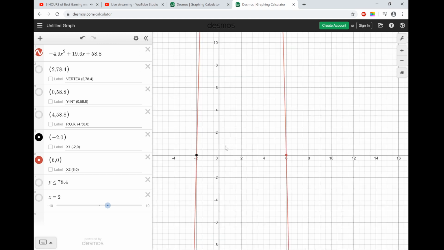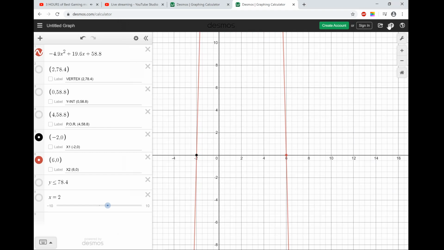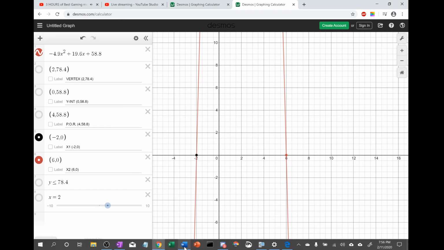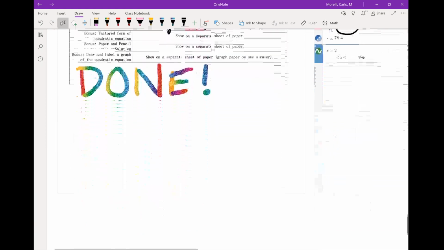Oh, wait. Where does it hit the ground? When does it hit the ground? Here, I'm gonna help you out. Oh, I think I know. What is it? 6. Yeah, 6 seconds.